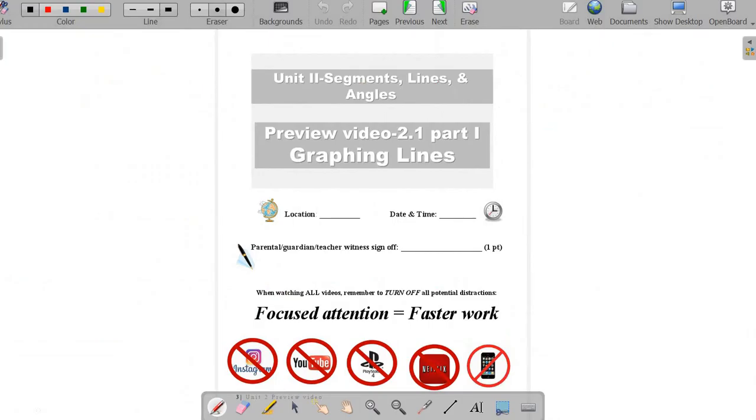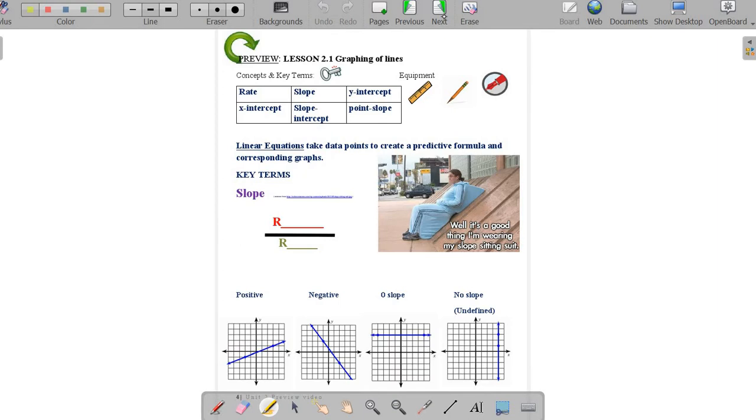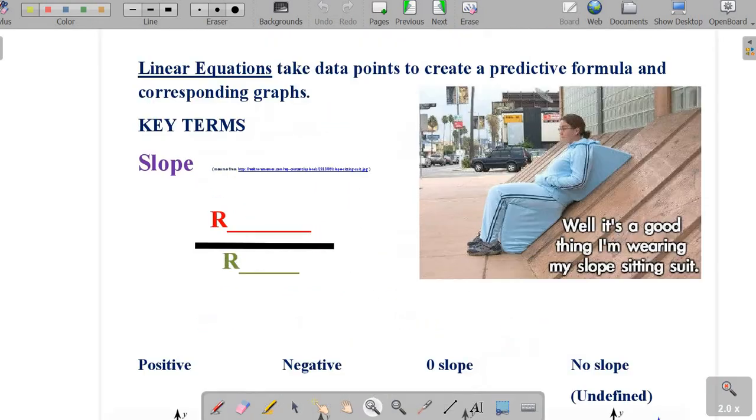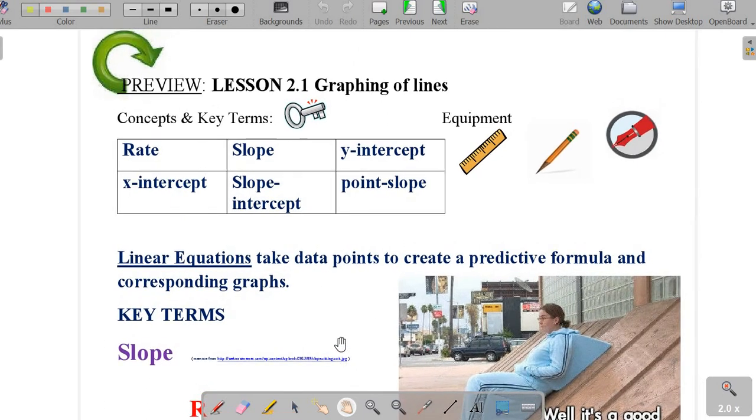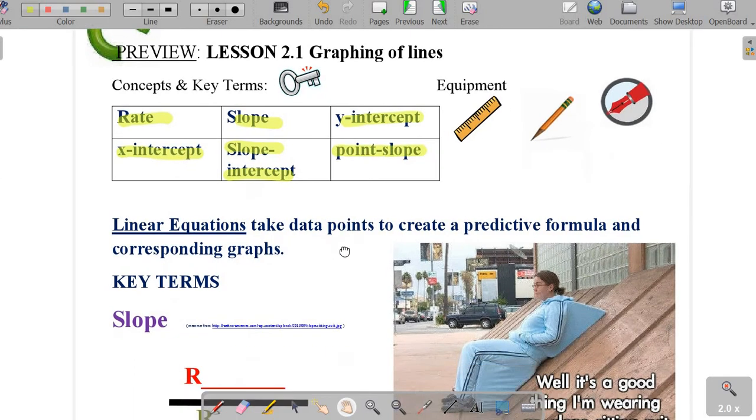Alrighty, we're here in the preview video notes. Make sure you get date, time, location, and a parental sign off. This lesson, we're going to be talking about graphing of lines. For many of you, this will be at least a partial review. We're going to be talking about rate, slope, y-intercept, x-intercept, the slope-intercept equation of the line, and point slope.